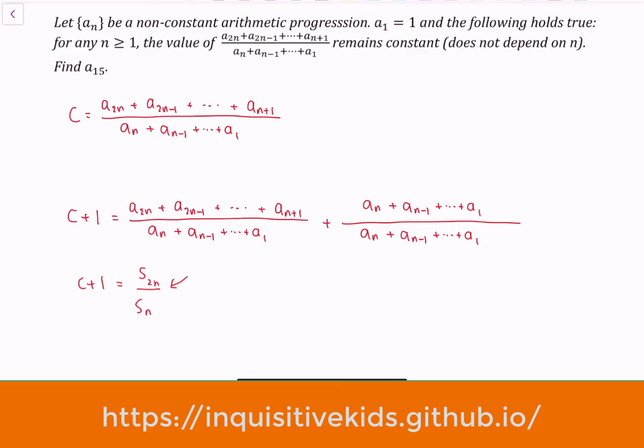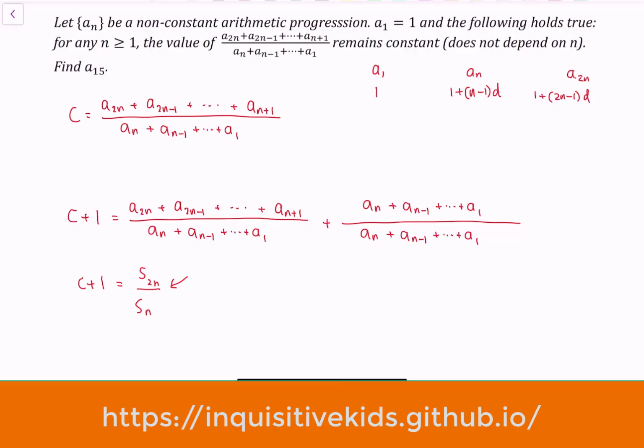So how can we express the sum of the first 2n terms and the sum of the first n terms? Well, we know that a1 is 1. And if we go all the way up to a sub n, that is equal to the first term plus n minus 1 amount of common differences. And when we go all the way up to a sub 2n, that is equal to the first term plus 2n minus 1 amount of common differences.